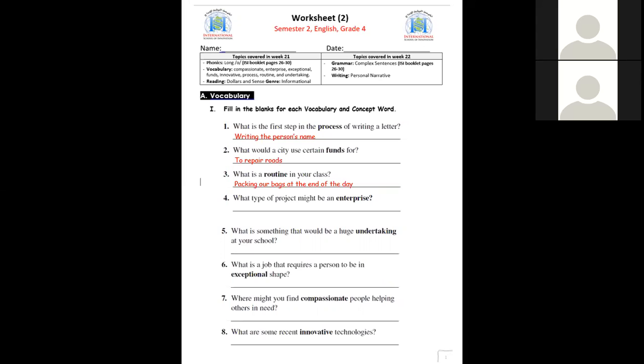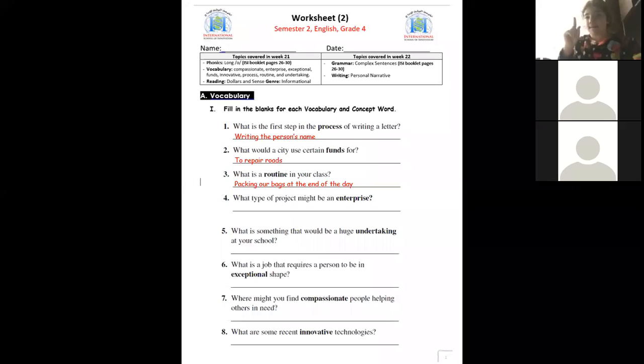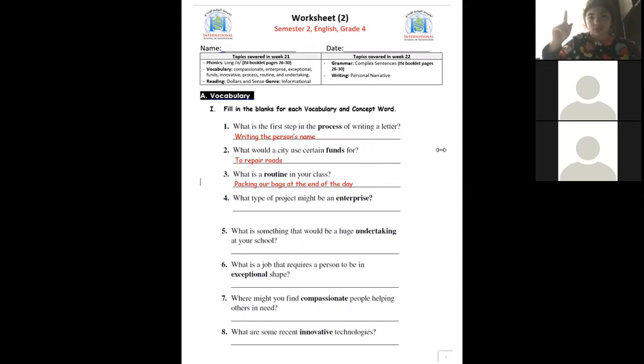For example, you as a kid, what would you sell? No, you do not buy. If you want to open an enterprise, you do not buy. You sell. You might open a lemonade stand.